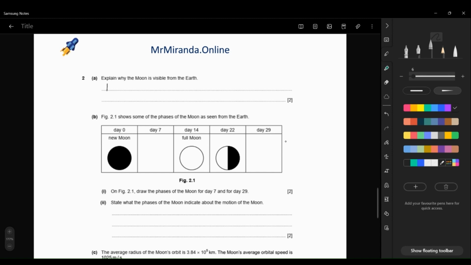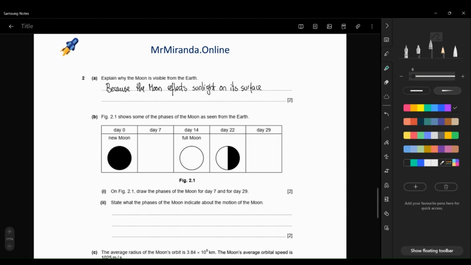So, the answer is because the moon reflects sunlight on its surface. And that's the only part that we can see.